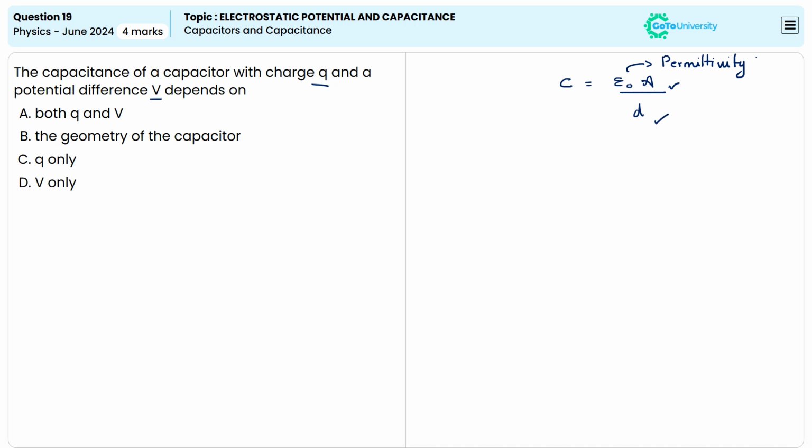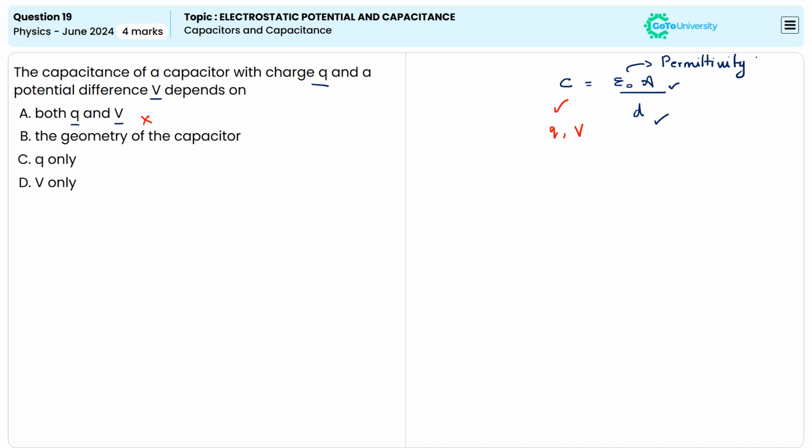between the plates. When we are checking the options here, option A is given as both Q and V. Based on the formula, we can say the capacitance does not depend on the charge and the potential difference. So option A is wrong here.